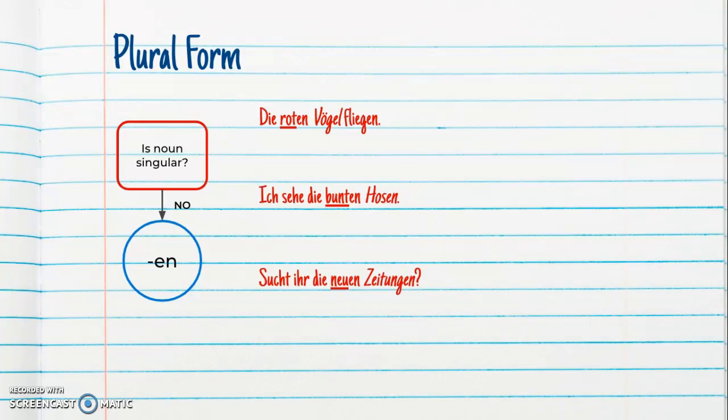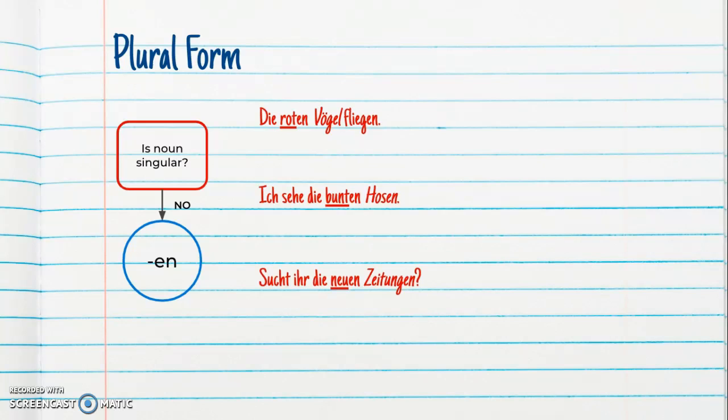All right, so it is plural. It has an article, and it's in the original form. Ich sehe die bunten Hosen. Again, same concept. And then sucht ihr die neuen Zeitungen? Same concept here. I think this is probably the most straightforward one. It's plural, there's an article, and it's in the original form. So we're adding that en.